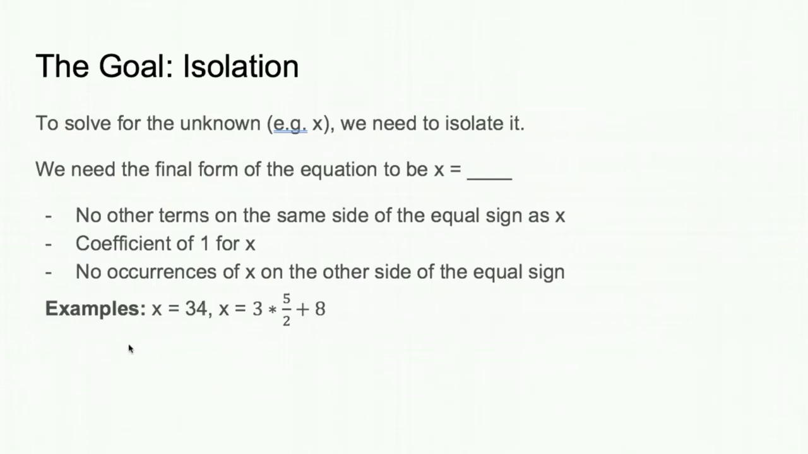So for example, let's take a look at what some of the end goals could look like. First, we have x equals 34. Now this tells us that the equation is completely solved because we know the value of x. The value is 34. Another example could be x equals 3 times 5 halves plus 8. And here we see that we have an expression on the right-hand side that has no occurrence of x in it. The coefficient of x on the left-hand side is 1, and there are no other terms on the same side of the equal sign as x. This is now not a fully solved equation, but it's almost solved because we can evaluate the right-hand side of the equation to a value. Then we know that value is equal to x.